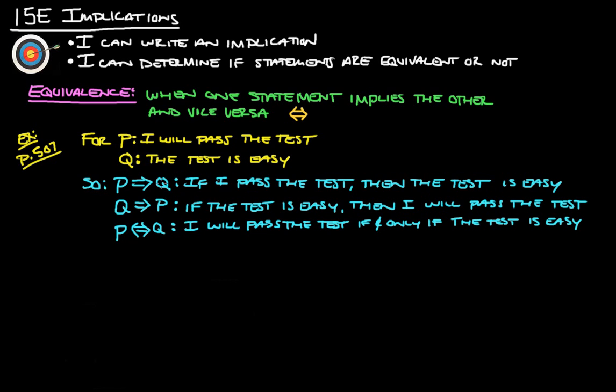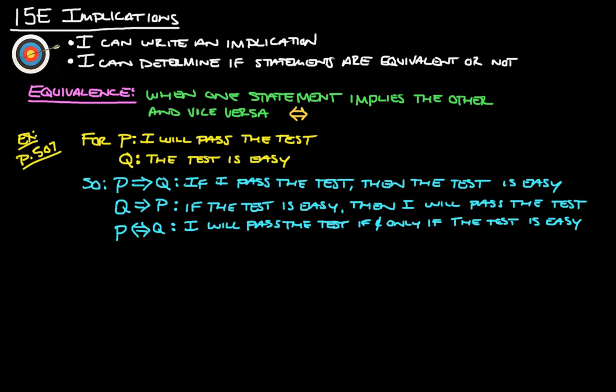If it's Q implies P, we just switch the if and the then statement. So this becomes the if statement, and that's the then. So it's if the test is easy, then I will pass the test. So P implies Q and Q implies P is: I will pass the test if and only if the test is easy. Okay, so that will imply both back and forth. So the if and only if is our equivalence statement.